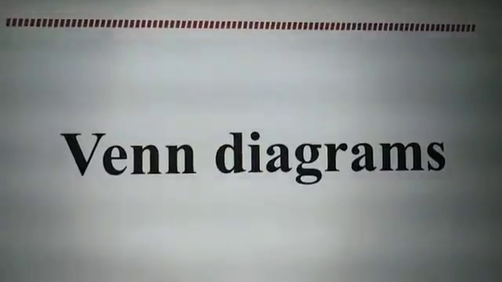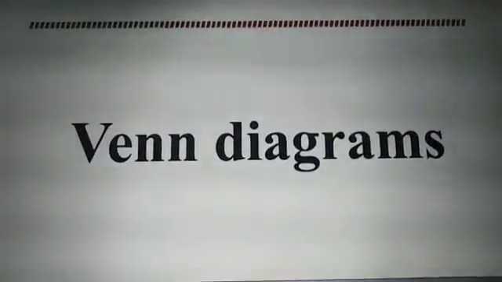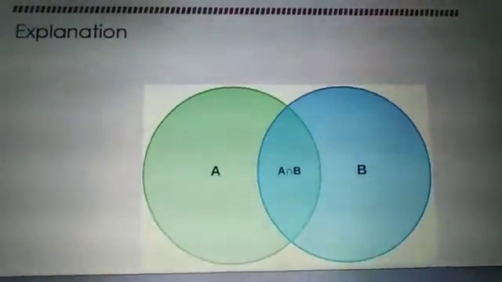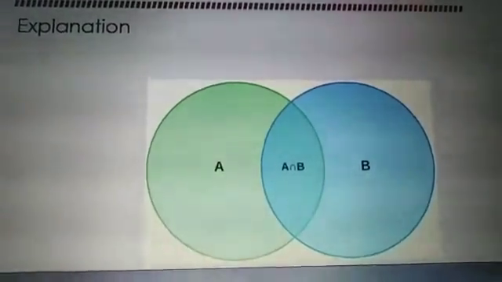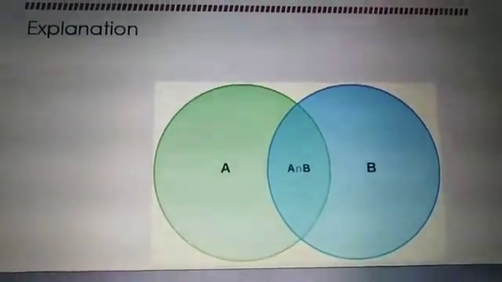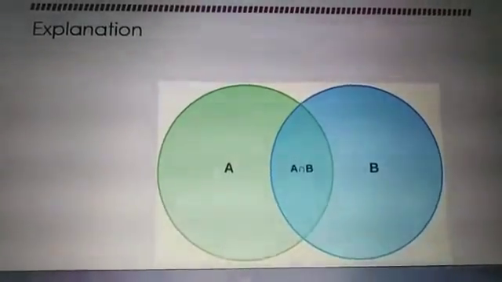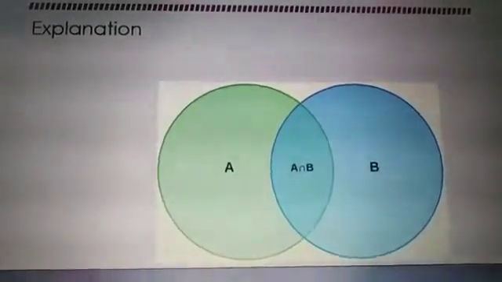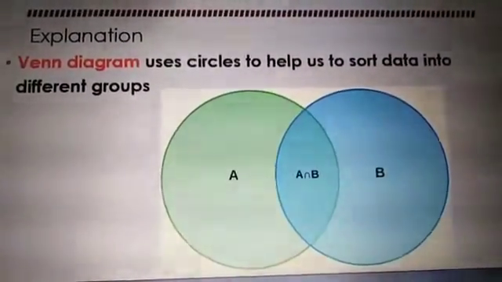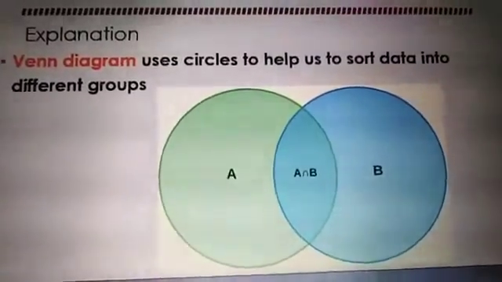The last type of charts that we will study about is the Venn diagram. In Venn diagrams, as you can see, we have two overlapped circles. The first circle is A, the second circle is B, and we have an overlap between both circles called A and B. So in Venn diagram, we use circles to help us to sort our data into different groups.